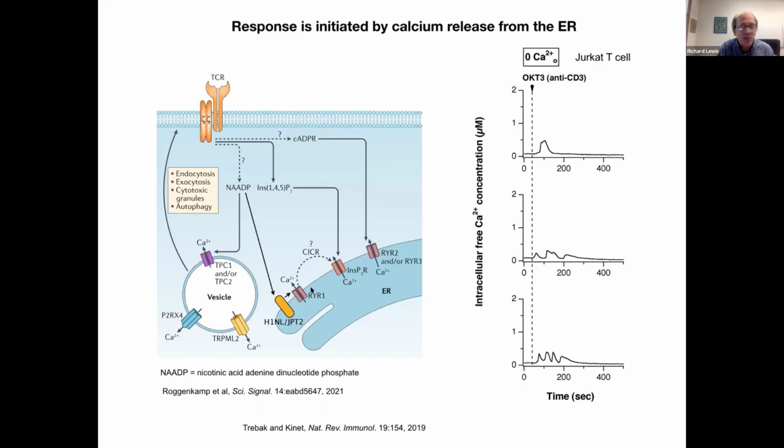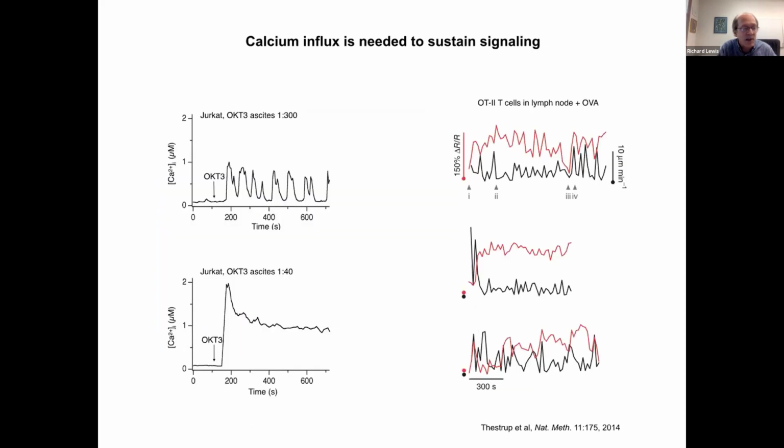But regardless of the precise details of this mechanism, the release event, as shown here, produces only a transient calcium increase in the cell. These are Jurkat cells stimulated with an anti-CD3 antibody in the absence of calcium. And you can see at most one or a few small transients of calcium that are produced by this stimulation in the absence of extracellular calcium. In order to sustain calcium for the minutes-long time that's needed to activate the cell, calcium influx is needed.